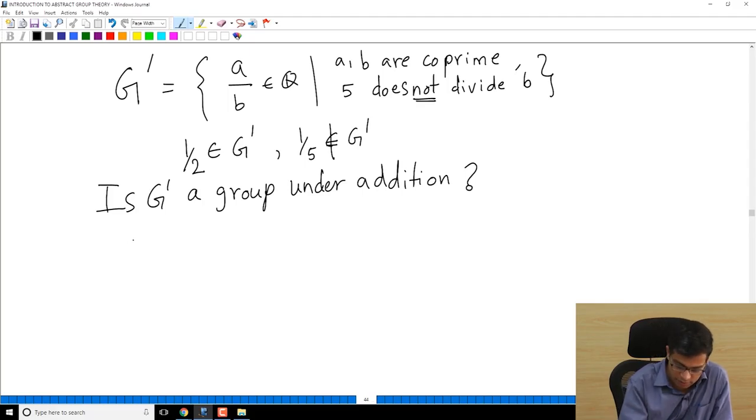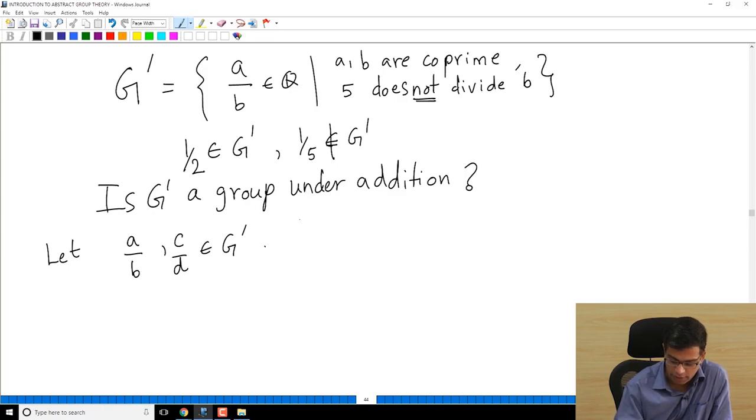So let us take a by b and c by d in G prime. In particular, remember that they are in reduced form and 5 does not divide b, 5 does not divide d. What is their sum? If you sum them, it is a by b plus c by d. And this is simply (ad plus bc) divided by bd.